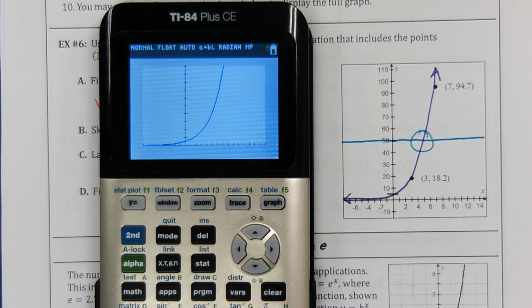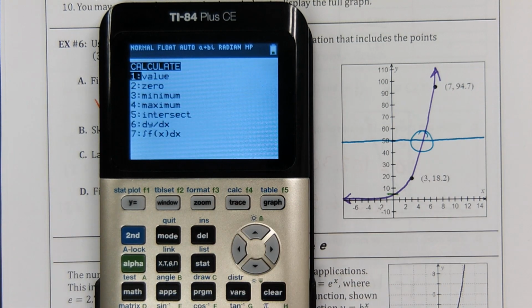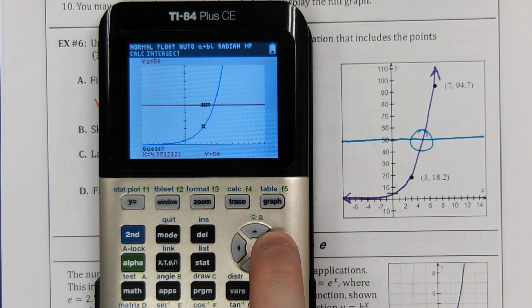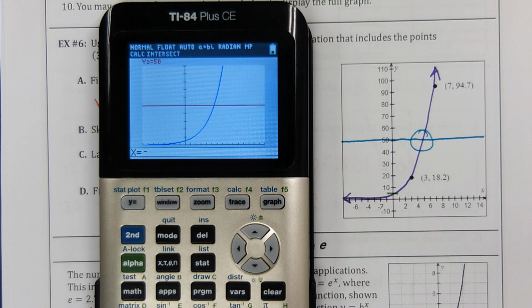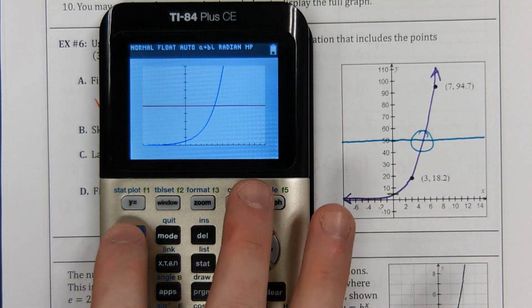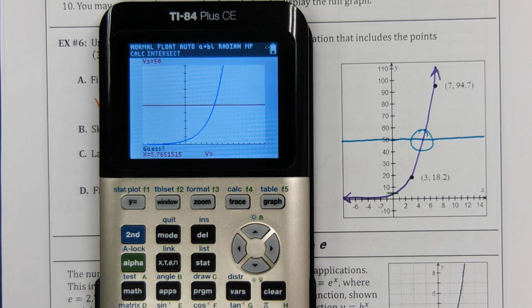Second trace intersect is our friend. Second trace intersect is 5. Enter, enter. Get close to the answer. Hit enter one last time. Crud, I hit equals. Darn these fat fingers. Second trace intersect 0, 0. Or enter, enter, enter. There it is. About 5.451.